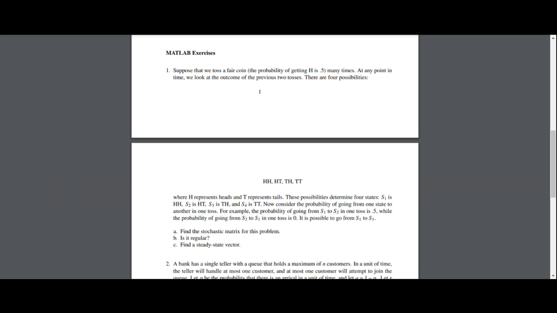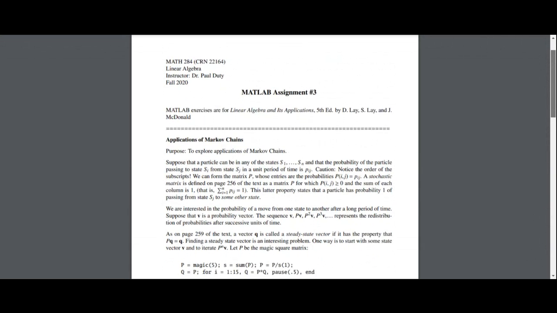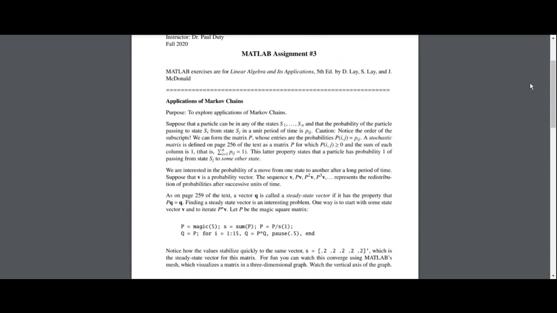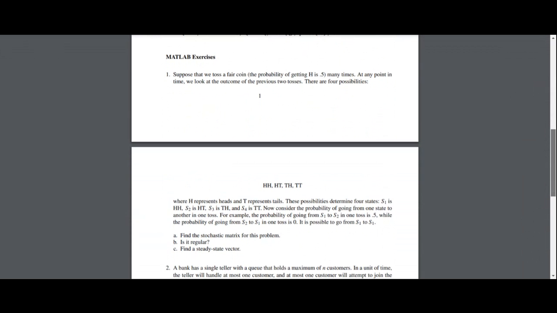Okay, so I'll record this. MATLAB assignment 3 deals with Markov chains, and you've already learned about Markov chains in section 4.9 in the textbook. They give some interesting information here. For the first challenge in these two exercises, you have to set up the matrix.